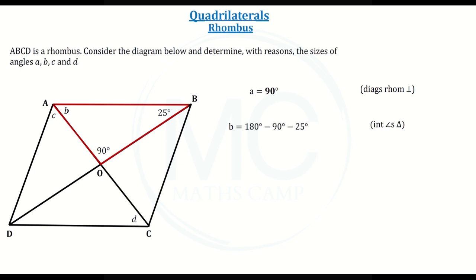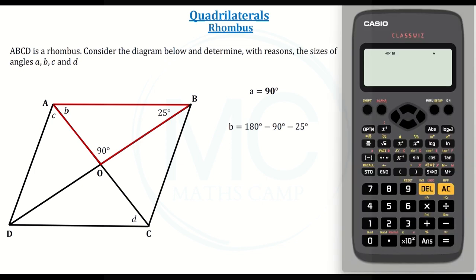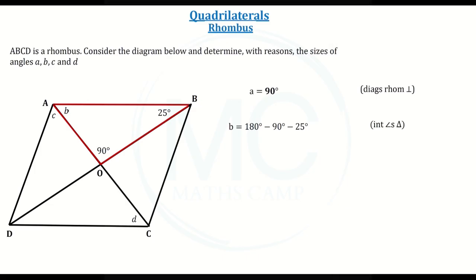Now we can take our calculator and we can say 180 minus 90 minus 25 gives us 65. So angle B is 65 degrees. Let's take B out of our diagram and write in 65 degrees. Now we can take our red triangle out and let's look at C.